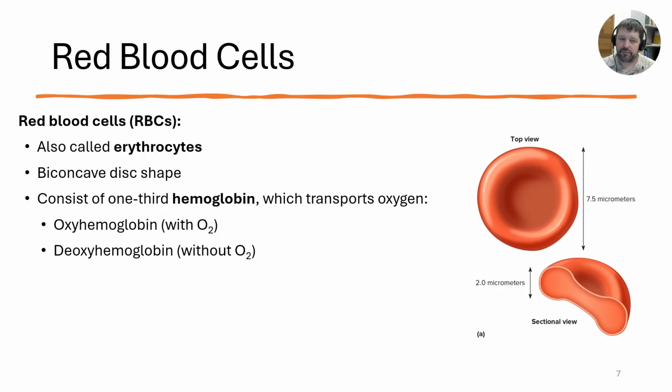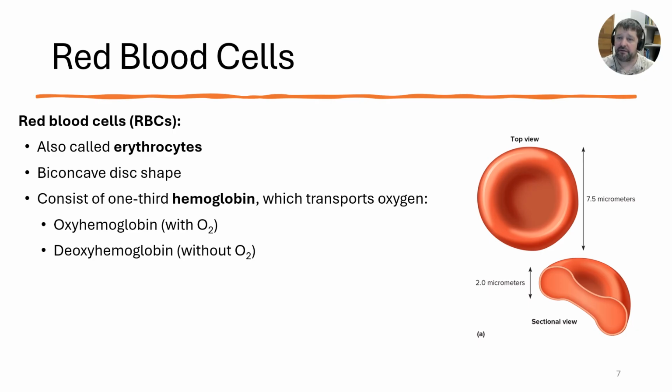Inside the red blood cell is going to be hemoglobin. About 1/3 of the volume is hemoglobin. It's quite a bit, and hemoglobin consists of 4 parts: beta 1, beta 2, alpha 1, alpha 2. Each one of those amino acid chains, those proteins that combine together, can carry an oxygen molecule. So one hemoglobin typically carries 4 oxygen molecules.